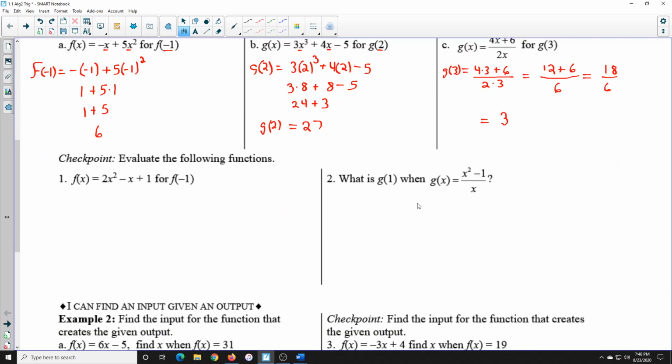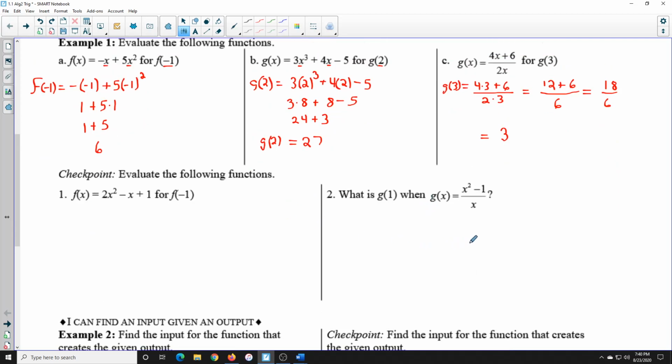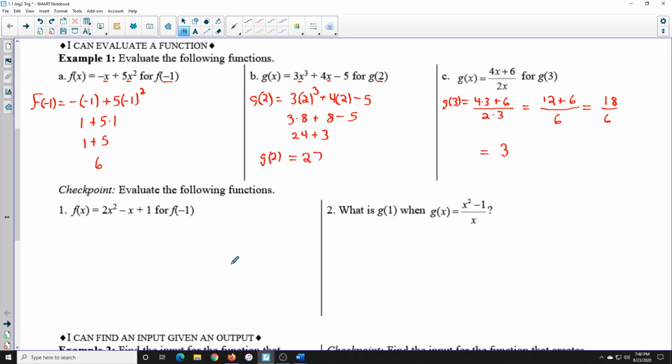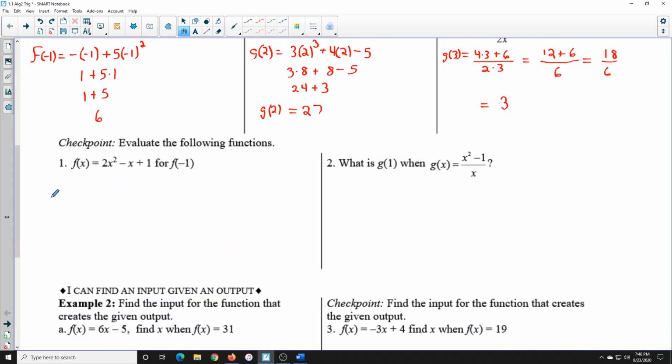So pause right now and try the checkpoints, and then I'm going to work through these. So -1 plugs in. So we're going to have f of -1 equals 2 times -1 squared minus a -1 plus 1.